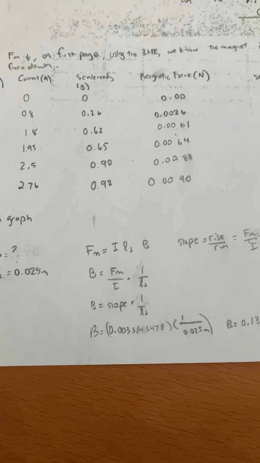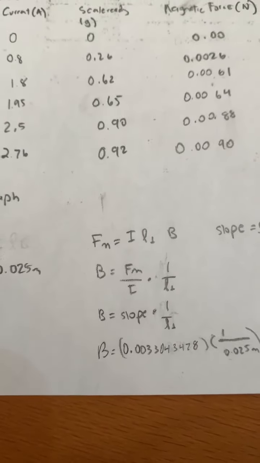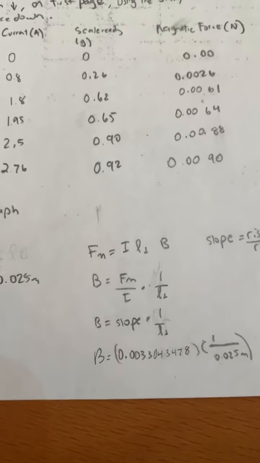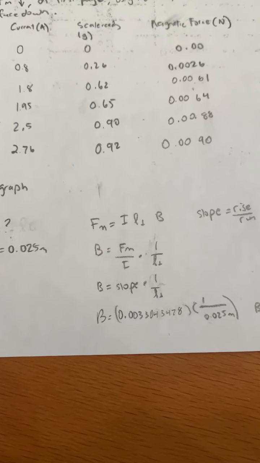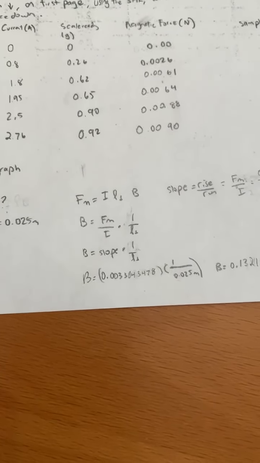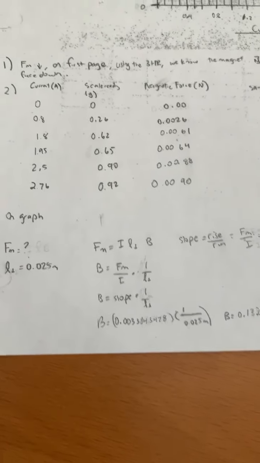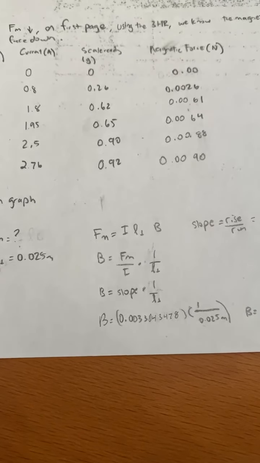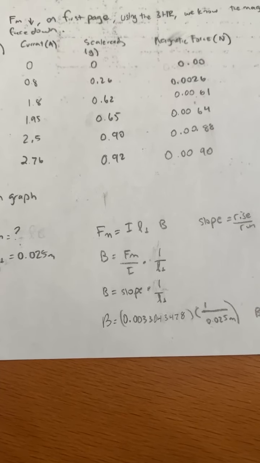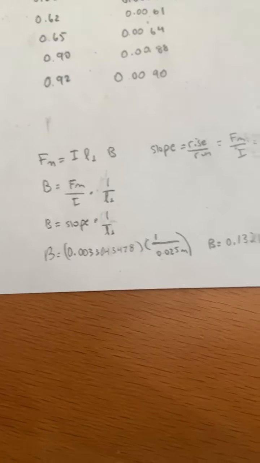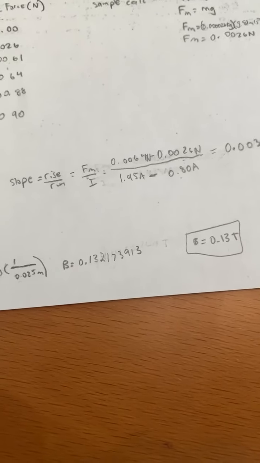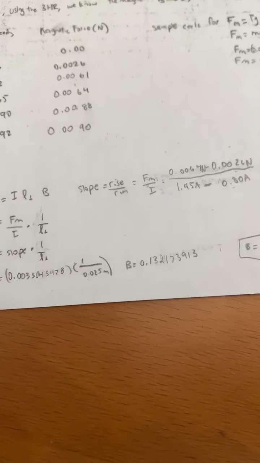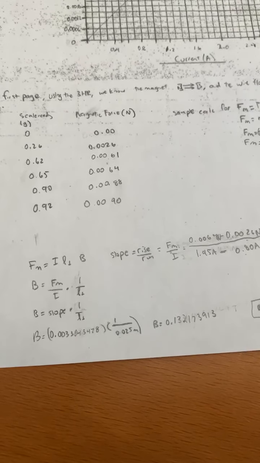So we reorganize the equation for B, which is B equals FM over I times 1 over the length of the wire. And we can actually show that the slope is the exact same as FM over I using our graph. And so we can just replace that FM over I with slope and then multiply it by 1 over the length of the wire, which gives us a B value of 0.13, or 0.1321733913.